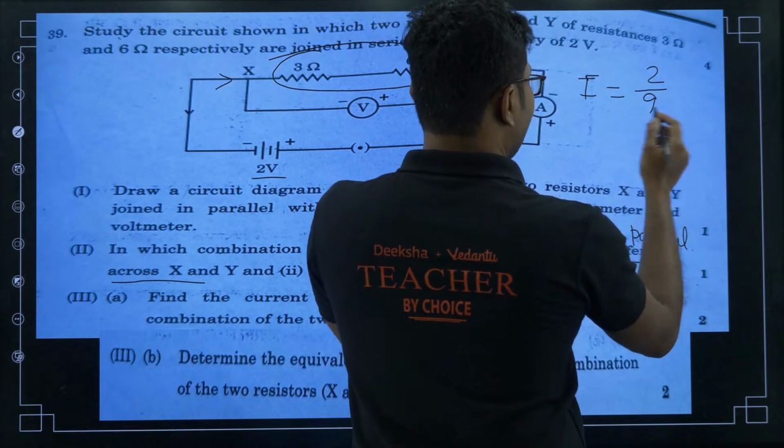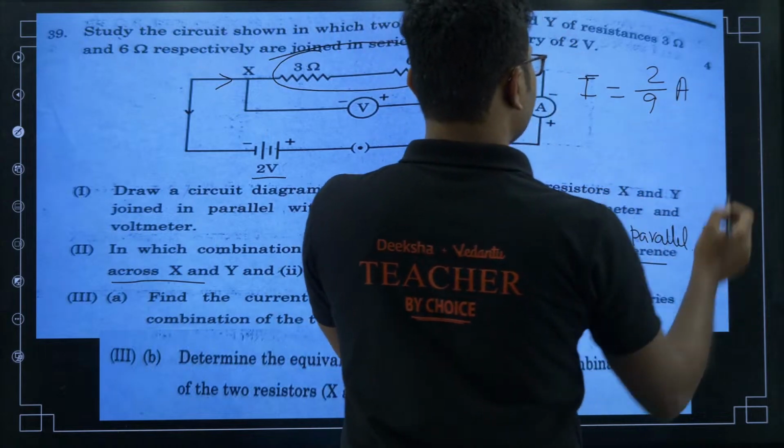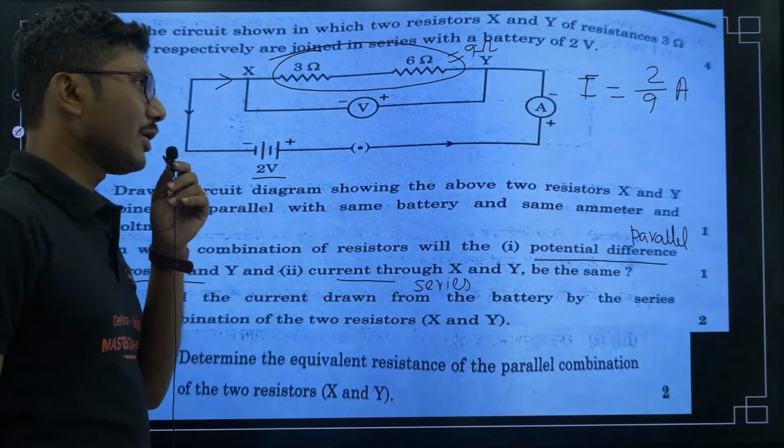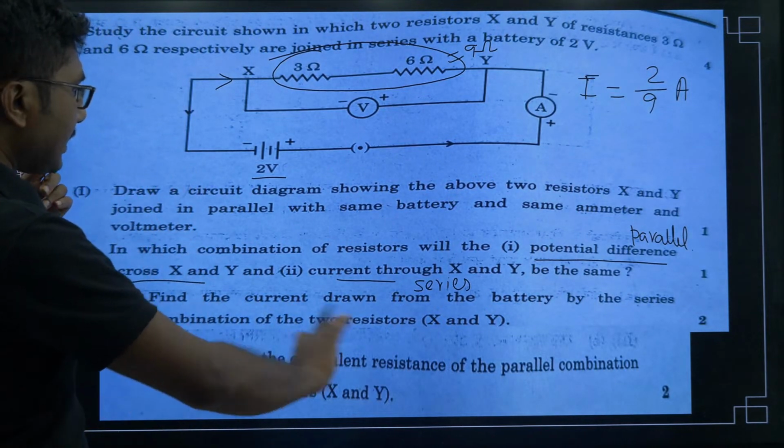So that is the value you get. I think this is the answer, 2 by 9 ampere. You can write it like this, so that will be the correct answer, which will be very close to 0.2. Now this is the current.